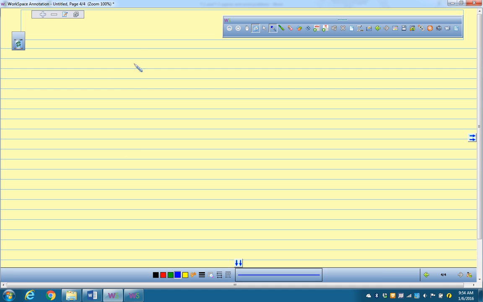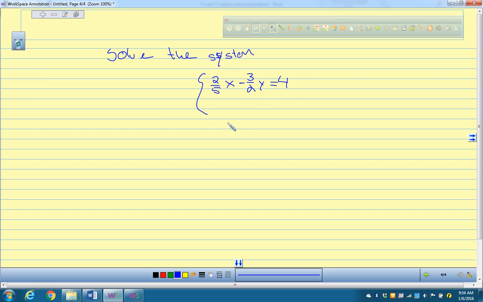What if I had to solve this system? 2/5 x minus 3/2 y equals 4, and then 1/5 x minus 3/4 y equals -2. And you say, I don't know how to do that, there's fractions, right?